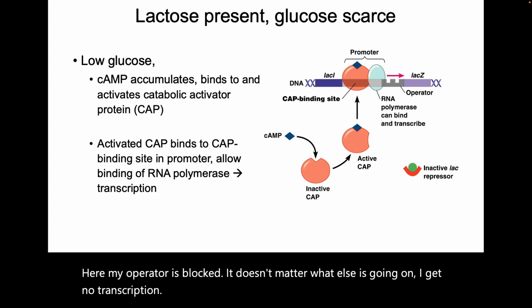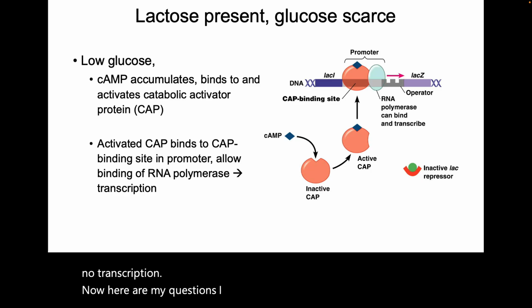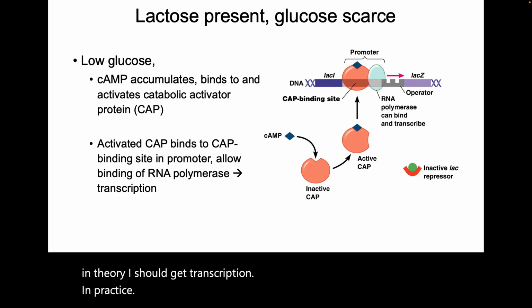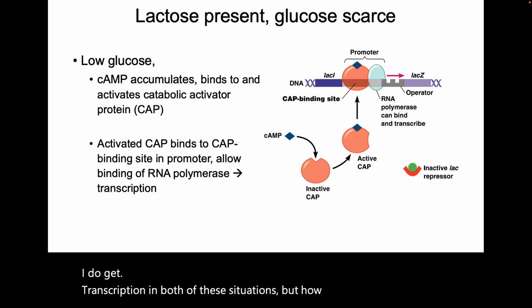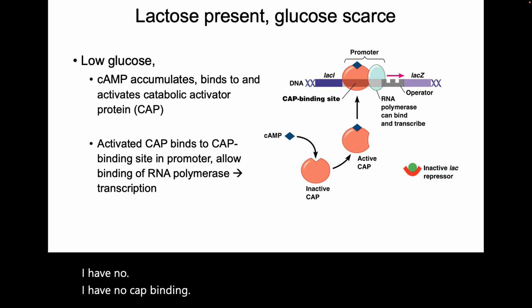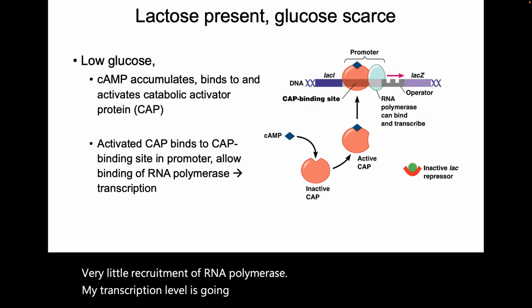Now here are my questions. I have two situations where I have lactose, so in theory, I should get transcription. In practice, I do get transcription in both of these situations. But how much? So, I have no cAMP. I have no CAP binding. Very little recruitment of RNA polymerase. My transcription level is going to be very low.